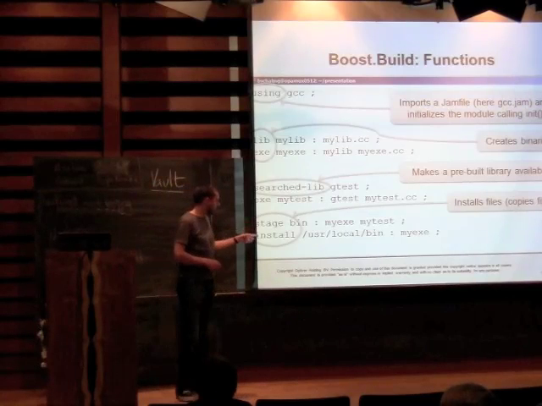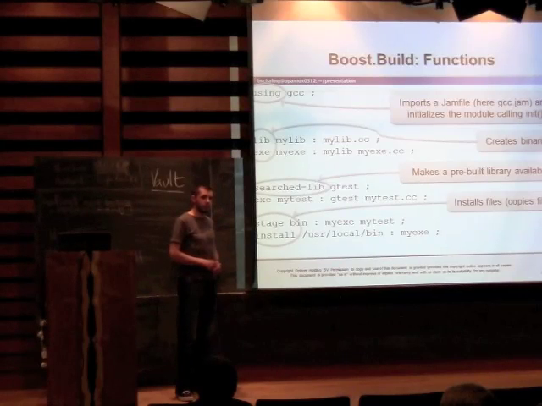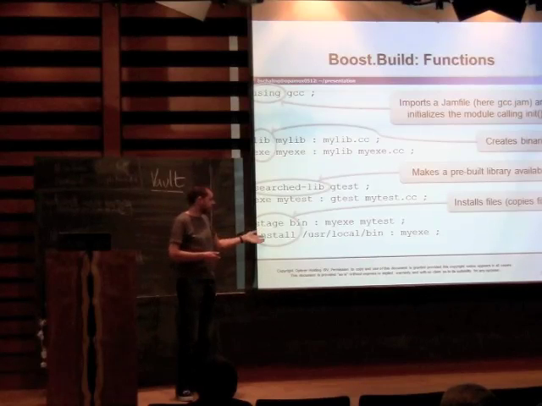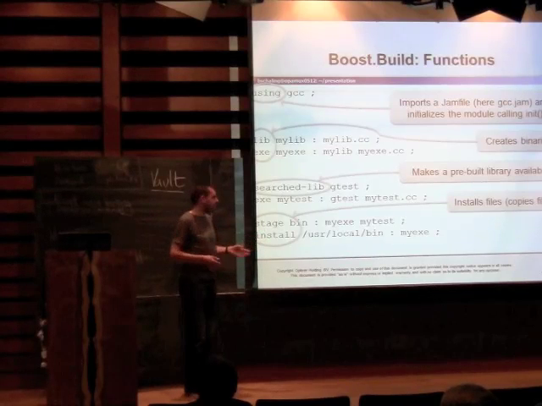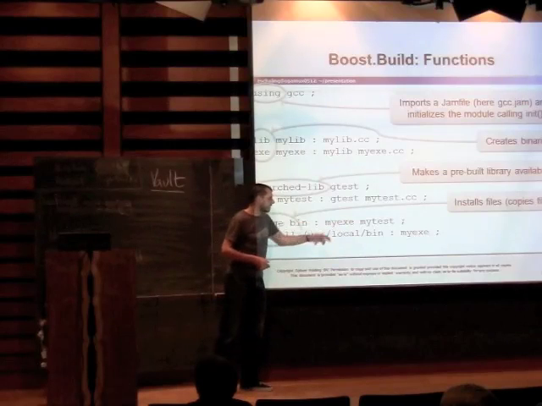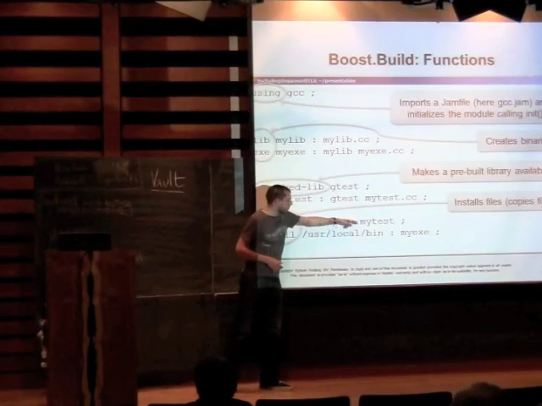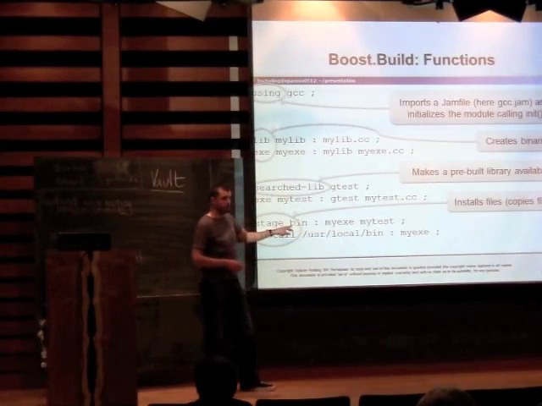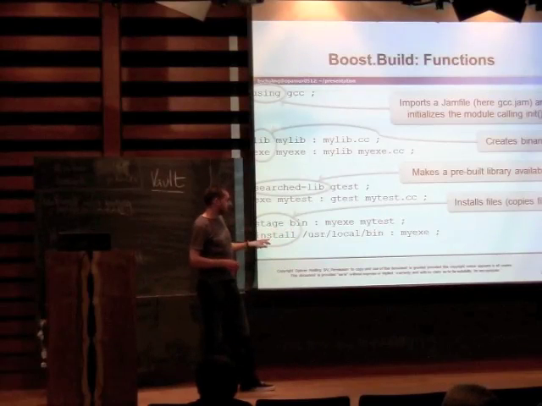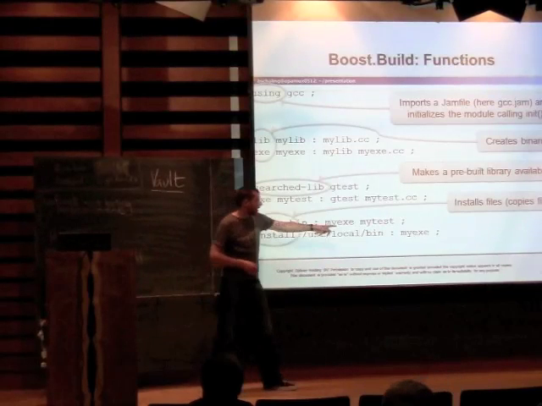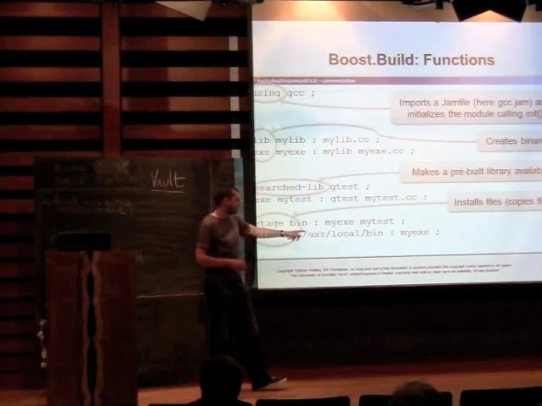And last but not least, we have functions like stage and install to install the file, but what these two functions do, they simply copy files. In this case, my exe and my test, so here the executable and the other executable, these two executables are simply copied to a directory bin, and install does the same thing. Here my exe is copied to a directory user local bin.